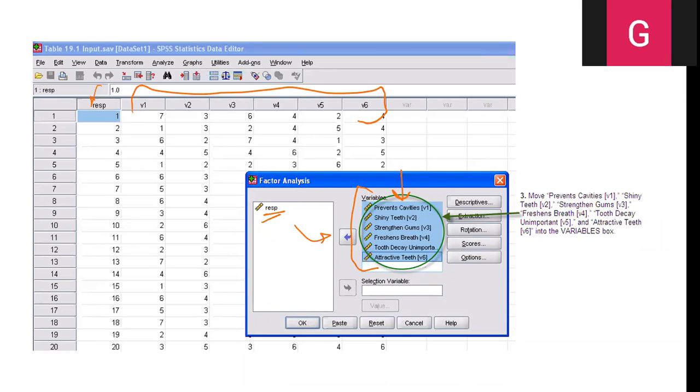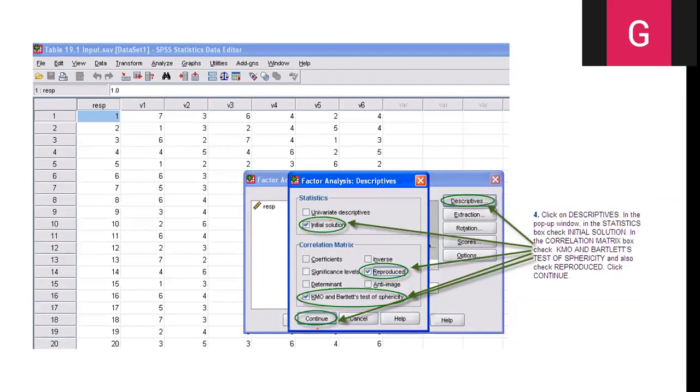After that, you have to mark initial solution. Remember the communality component matrix, I had shown one where the initial solution was 1 1 1 and the extraction values, and some values in the second column. So check initial solution, reproduced, because we are checking residuals.